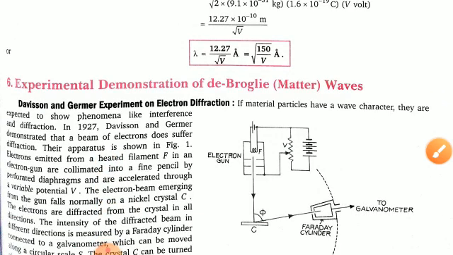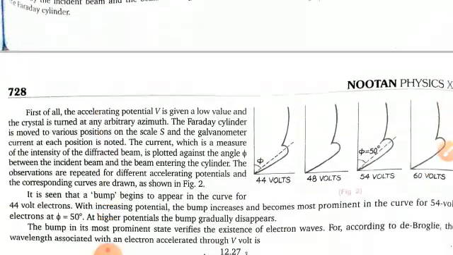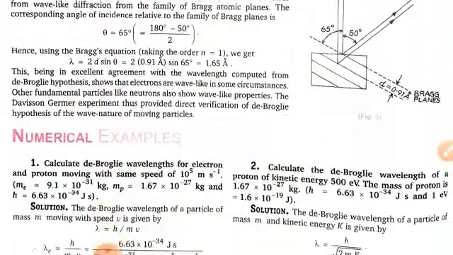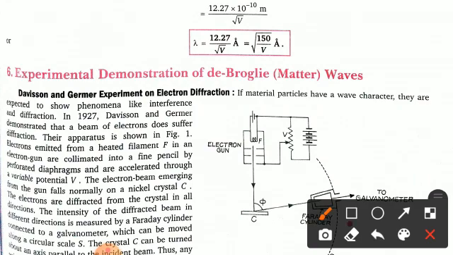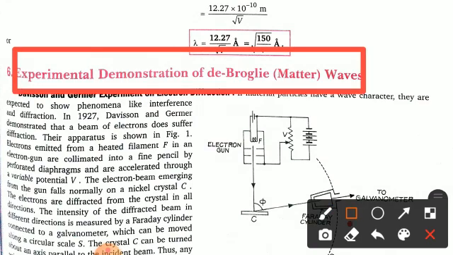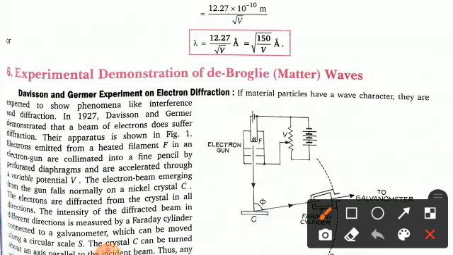Now come to the experimental demonstration of de Broglie matter waves. I am not going very deep. This is the demonstration, so let's have a look. What is the demonstration of de Broglie matter waves? There is a scientists' experiment, the Davisson and Germer experiment. You can see here, this is the name of the scientists, Davisson and Germer, experiment on electron diffraction.